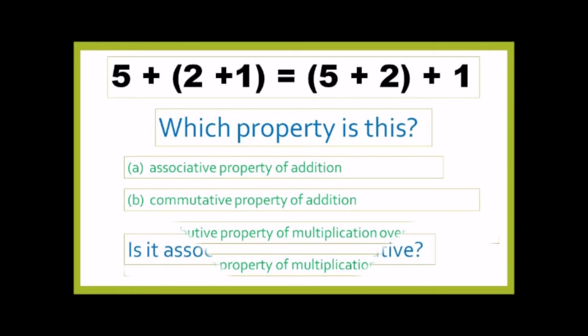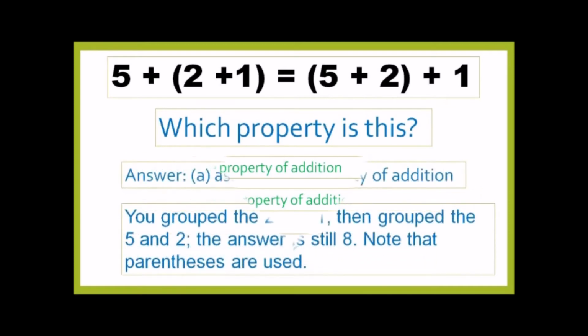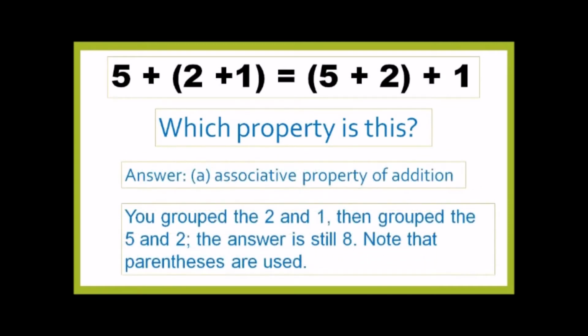So you are left with two possible answers. A, associative property of addition, or B, commutative property of addition. Is it associative or is it commutative? Which one is it? Remember the definitions? Here comes the answer. Yes, the answer is A, the associative property of addition.